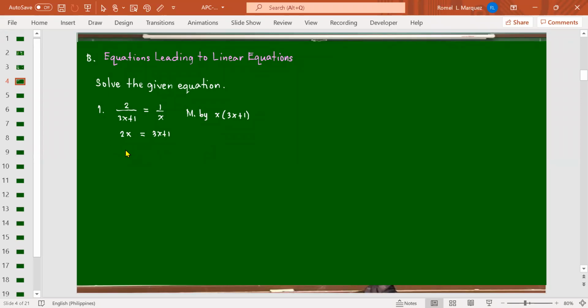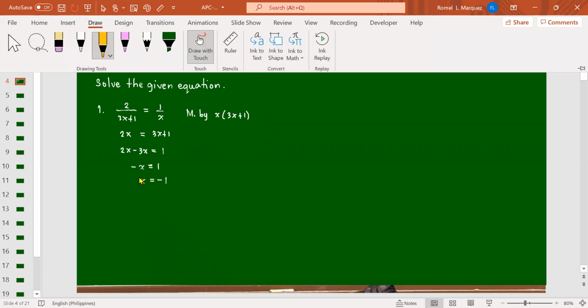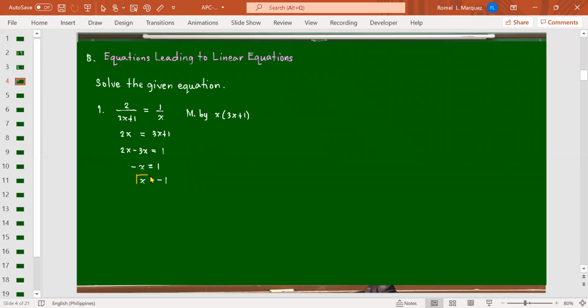Collecting those with variables on the left side, we have 2x minus 3x by adding negative 3x on each side, and then that is equal to 1. So negative x is equal to 1. Therefore, x is equal to negative 1 by multiplying each side by negative 1. So this is the solution.